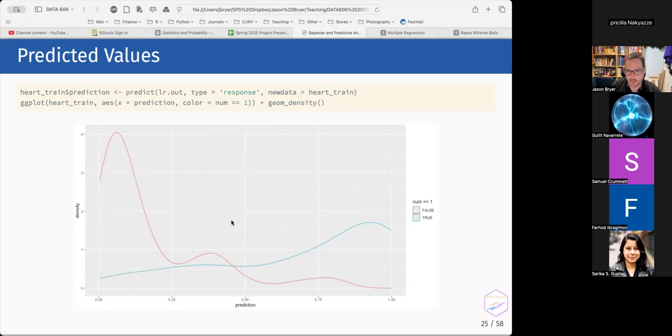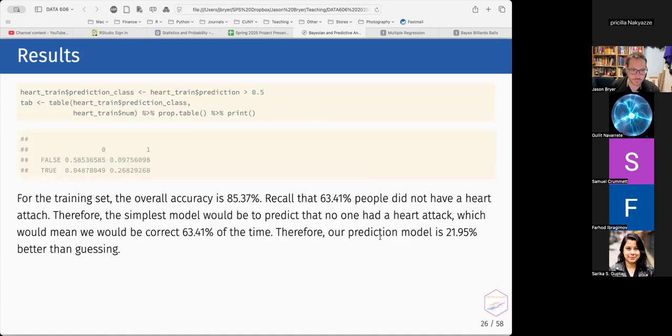And I have two lines. The red line is the people who did not have a heart attack, and the green line are the ones that did. So if I think of the prediction as the likelihood, or probability, I would hope that for the ones that did, their fitted values, or fitted log odds from the logistic regression, are more to the right than the other one. So right off the bat, this looks pretty decent.